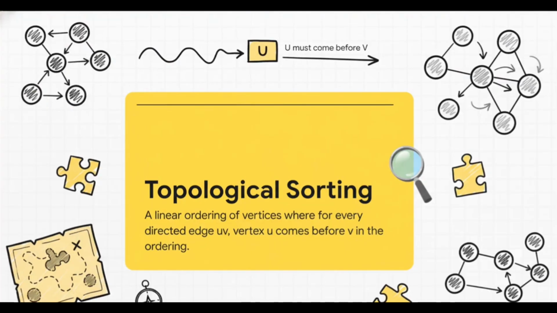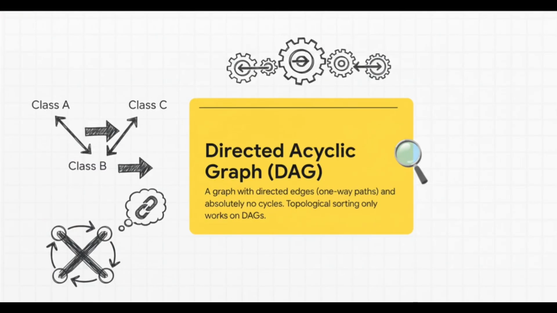Okay, so here's the formal definition. But all it's really saying is that if Course U is a prerequisite for Course V, then in our final plan, Course U has to show up before Course V. That's it. It's just an algorithm that respects the rules of the game. But for it to work its magic, it needs a special kind of map. And that map is called a directed acyclic graph, or a DAG for short.